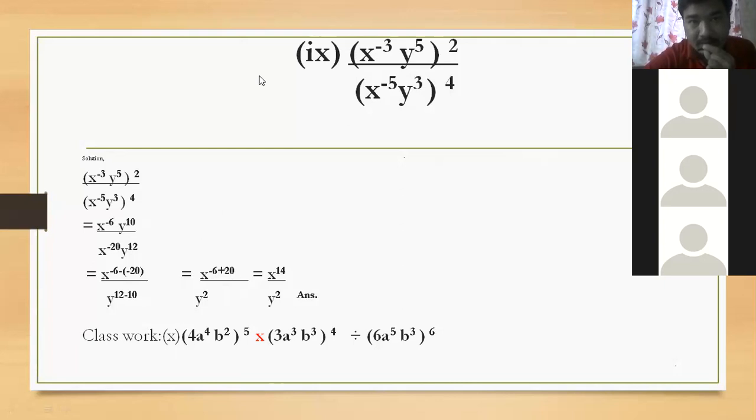Okay, children? Sir, if it was 6 instead of minus 6, it would come 26, right? Yes, very good. Minus 6 and minus 20, then it will be minus 26.